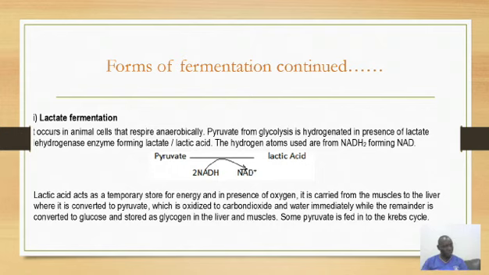In summary, lactic acid, after being formed, is converted back to pyruvate, which pyruvate, some of it is oxidized to carbon dioxide and water, another portion converted back to glucose, another portion is fed into the Krebs cycle.